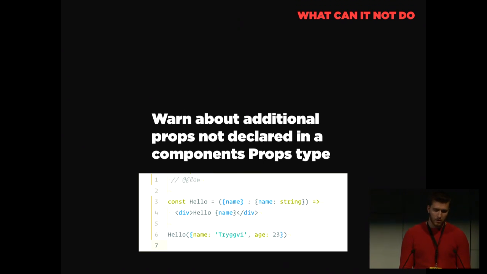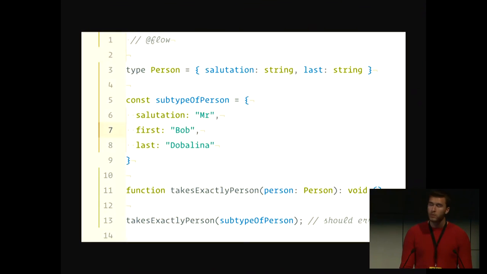This is something that the Flow team is looking into and will probably be improved in the near future. The root cause of this is that Flow doesn't really support exact object. I'm kind of going to skip this slide, but I want it in the slide deck so you can look at it later if you want to.